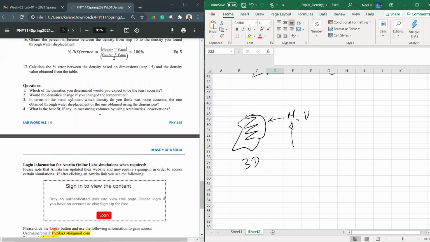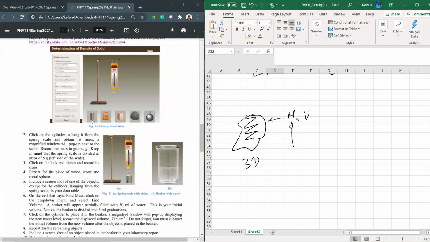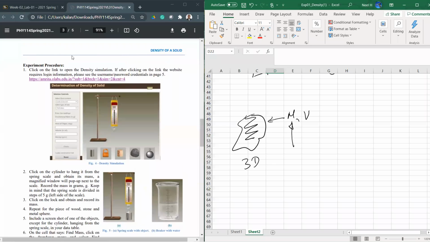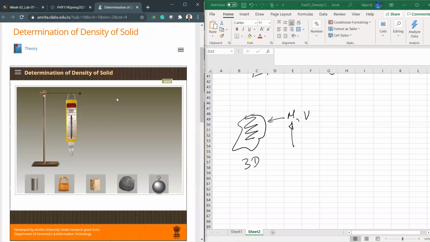If you scroll down to page number 3, you will get a simulator link on the very top of the page, a web address. Just click on that. That should open up our simulator for the mass measurement of this experiment. It should look like this picture. It has 5 different objects on the bottom that we can select. And in the middle, you can see a stand, and then there's a spring. Yeah, I see it.